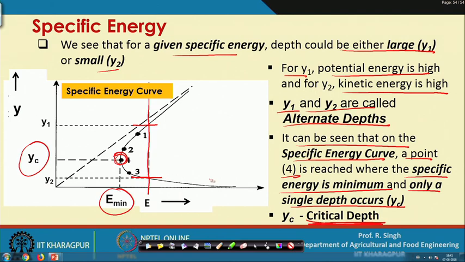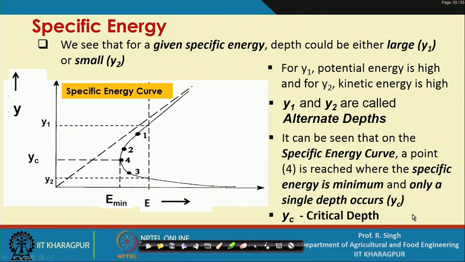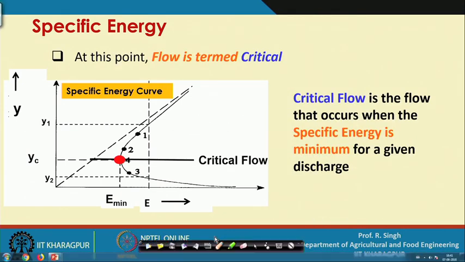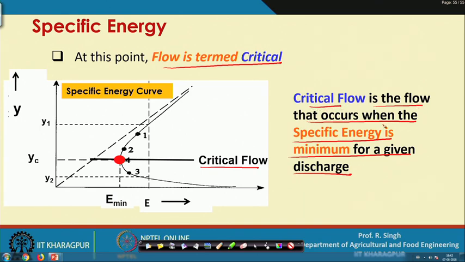So, because of the typical shape, a point is reached where energy is minimum and there is only one depth possible, and that depth is referred to as critical depth. And at this point, where this critical depth occurs, the flow is termed critical. So, at this point the flow is critical flow, and critical flow is the flow that occurs when the specific energy is minimum for a given discharge. So, this is the definition of critical flow.